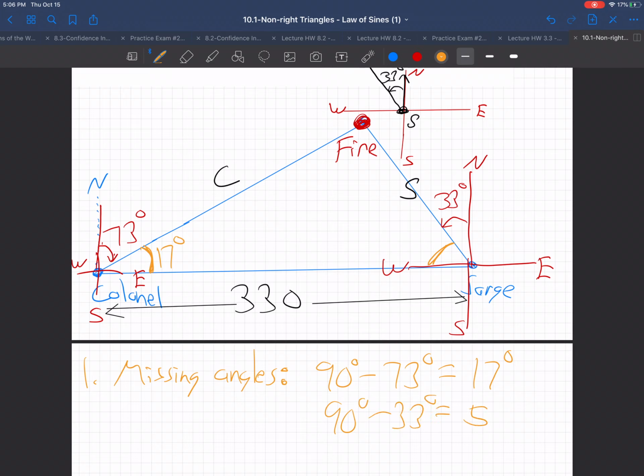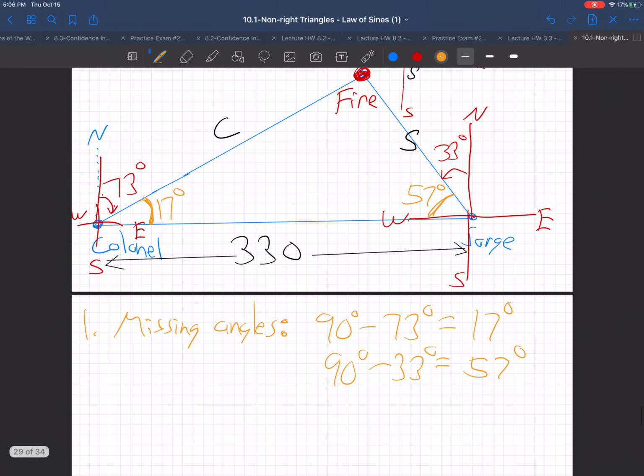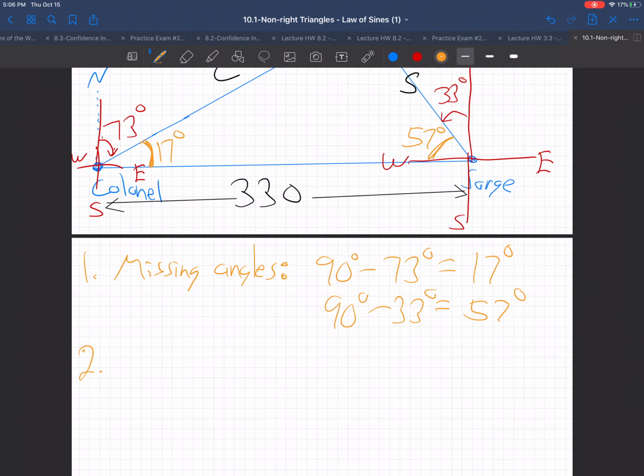And that leaves 57 degrees. This one's 57. And so now we can find the top angle. Step 2. Let's find the top angle. Triangle has to hold 180. So the top angle must be 180 minus the other 2 added up, 17 and 57.